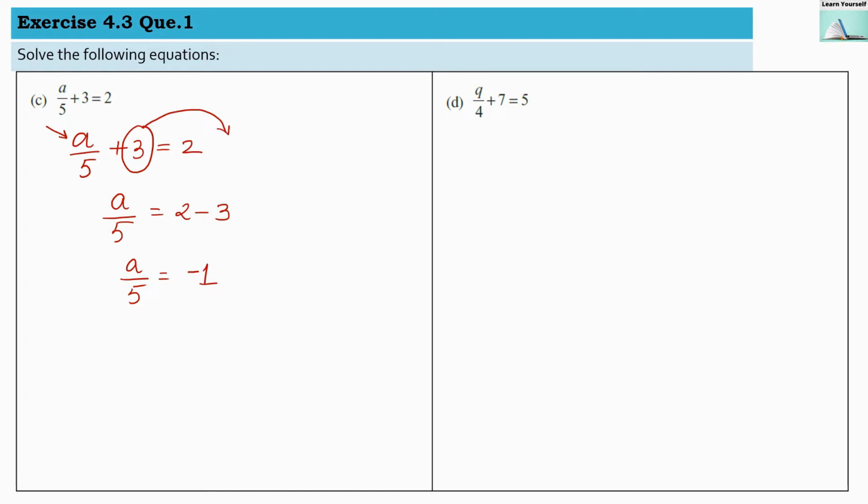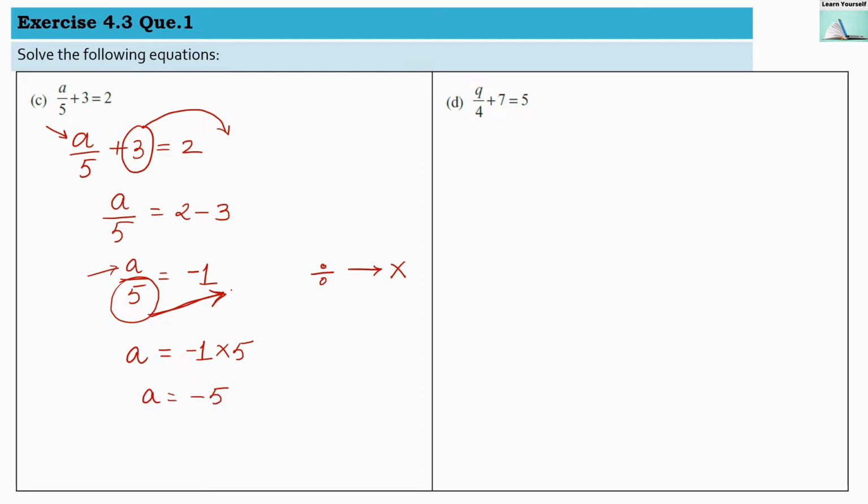Now again we have to remove this 5 and separate our variable a. It is in division. Once it changes the side, it will go to the numerator and it will go to multiplication. The number which is in the denominator or in division, once it changes the side, it will go to multiplication. So a equals minus 1. Once this 5 goes to the numerator, it will multiply along with minus 1. So here we will get a equals minus 5.